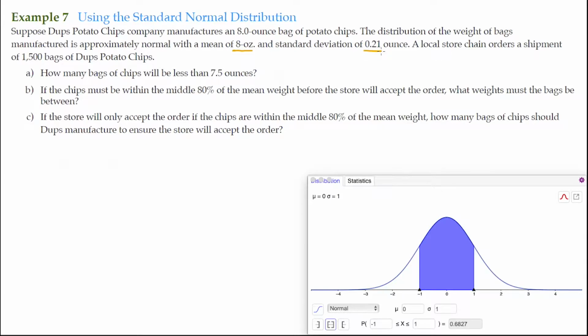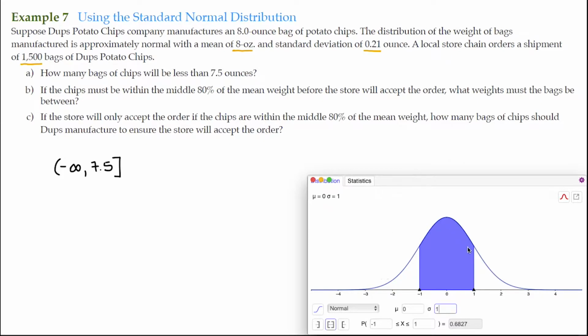And then, of course, we have this store chain. They're ordering 1,500 bags of chips from Dup's potato chips. So when they order those 1,500 bags, A asks how many bags of chips will be less than 7.5 ounces. The interval that would express letter A would look like this. It would be negative infinity to 7.5 ounces. So that's our interval. So we're going to go ahead and use our probability calculator here.